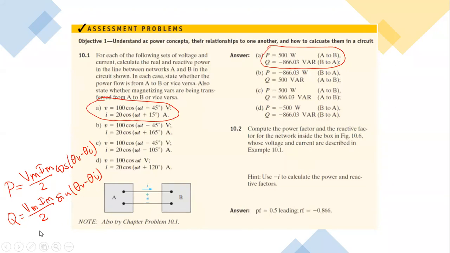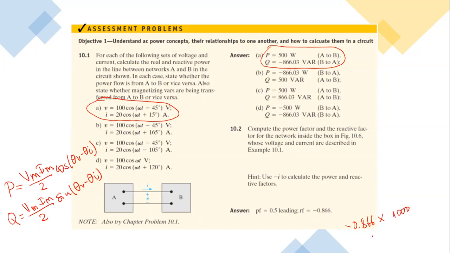And in order to calculate Q, you need to multiply the maximum value of the voltage, 100, times the maximum value of the current, 20, over 2. So the top is 2000, over 2 will be 1000. And sine of negative 45 minus negative 15 will be sine of negative 60. And the sine of negative 60 is negative 0.866, multiplied by 1000.